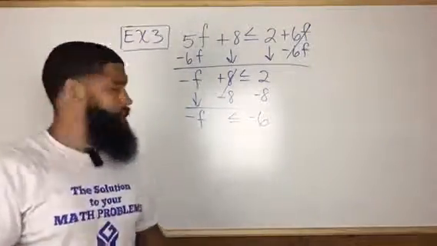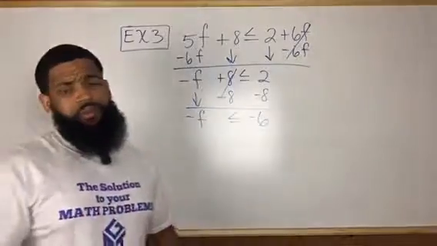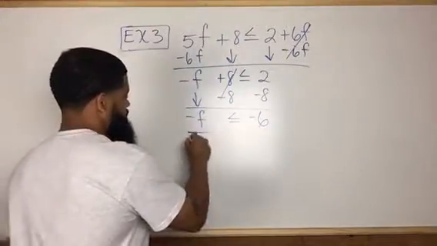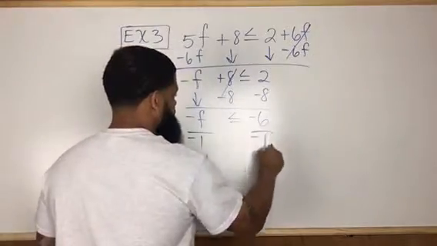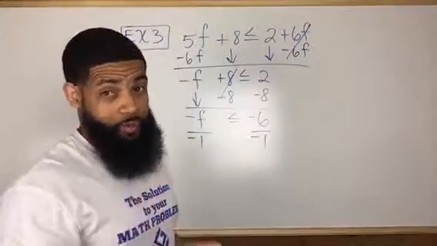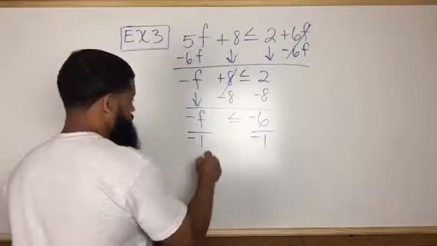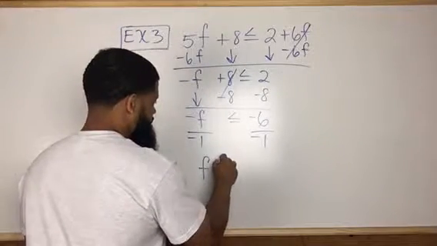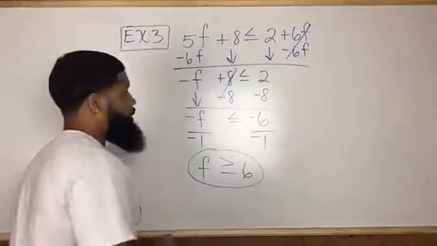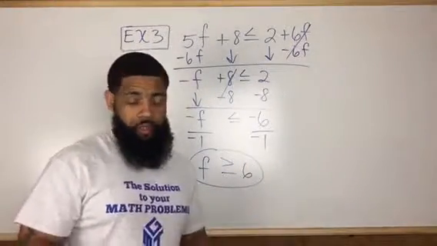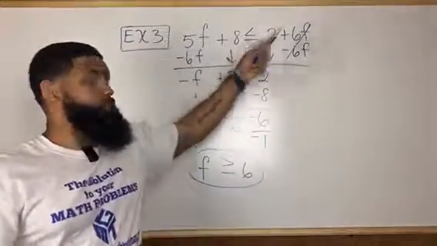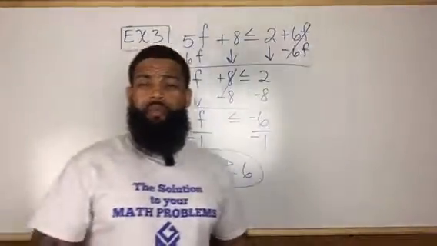So I need to actually divide by negative 1 or multiply by negative 1. It's the same thing. So divide by negative 1 there, divide by negative 1 there. Remember, whenever you multiply or divide by a negative, we have to flip the inequality symbol. So this gives me f is now greater than or equal to 6. And once again, you can take a value such as 6 and substitute it into the original inequality, and it should equal out on both sides.